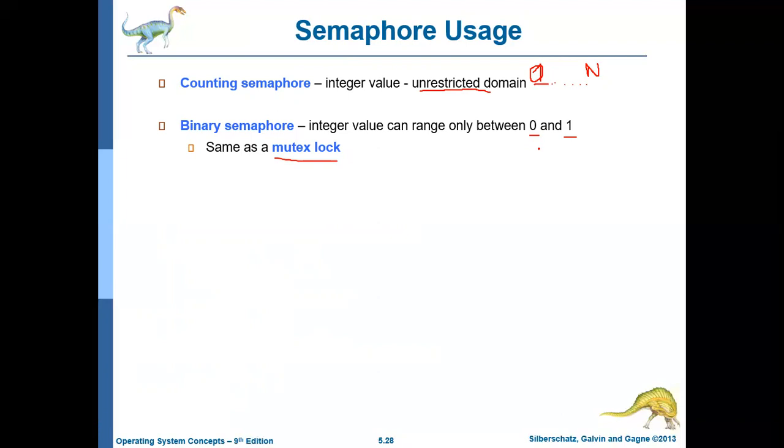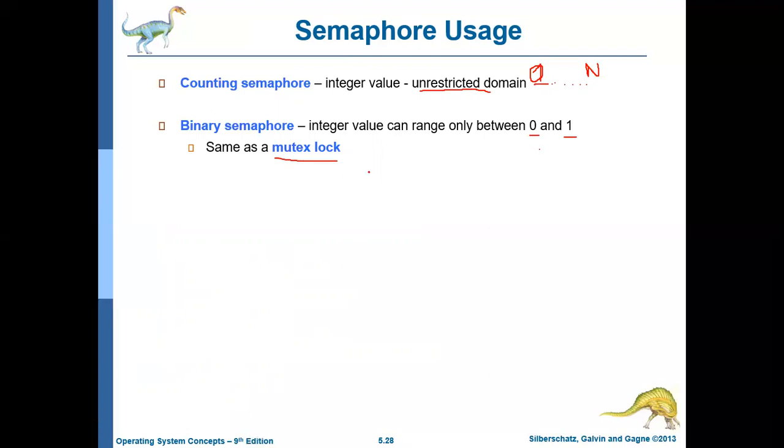So there are two types of semaphores we have. One is binary semaphore, the other one is counting semaphore. Binary semaphore will take an integer value between 0 and 1, and counting semaphore can take an integer value over an unrestricted domain. Basically, semaphores are used to access shared resources without any conflict.